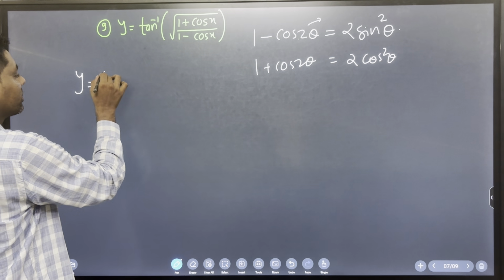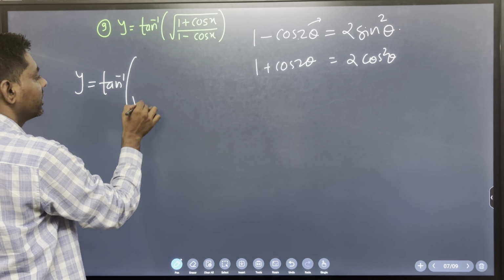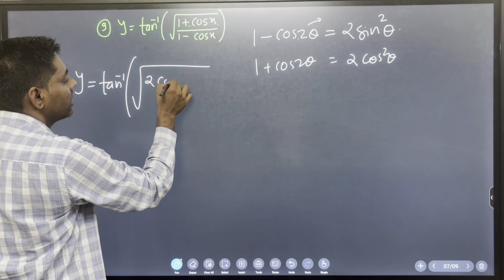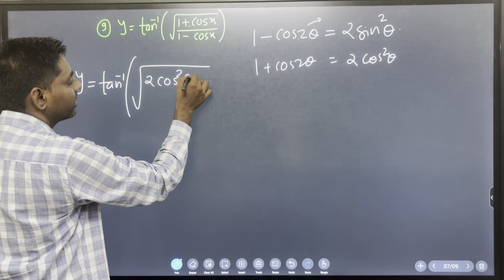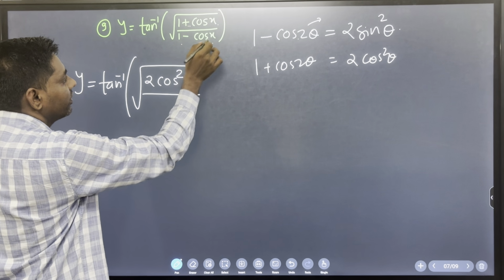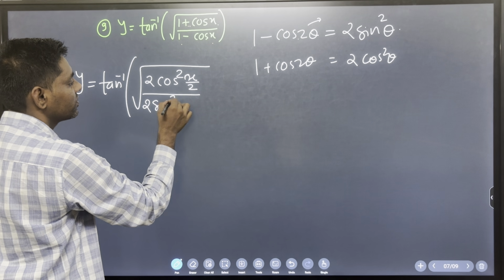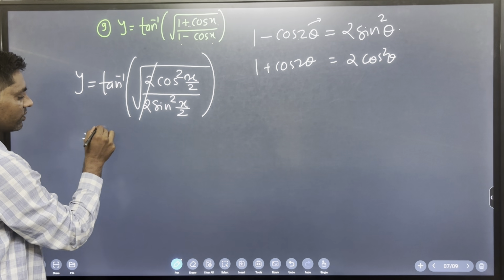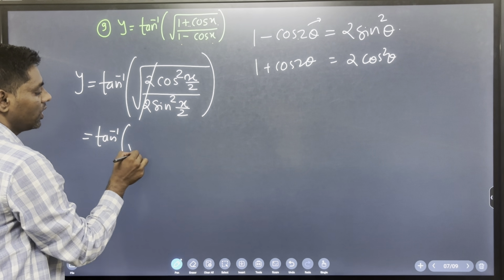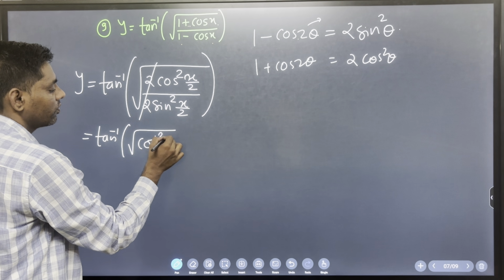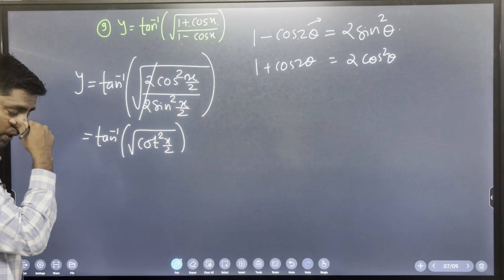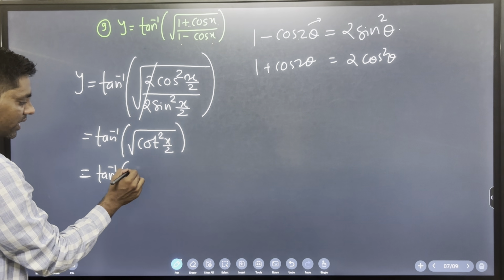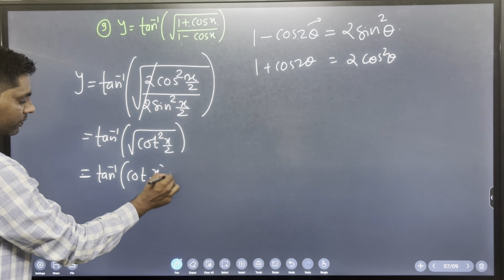So this is a very simple question. When we solve the question we get the answer. By the formula, 1 plus cos theta is 2 times cos square theta by 2. So here x by 2. And next, 1 minus cos x is 2 times sin square x by 2. The 2 gets cancelled, and cos square by sin square is the ratio, cot square x by 2. Again square and under root cancel, and the answer is tan inverse of cot x by 2.